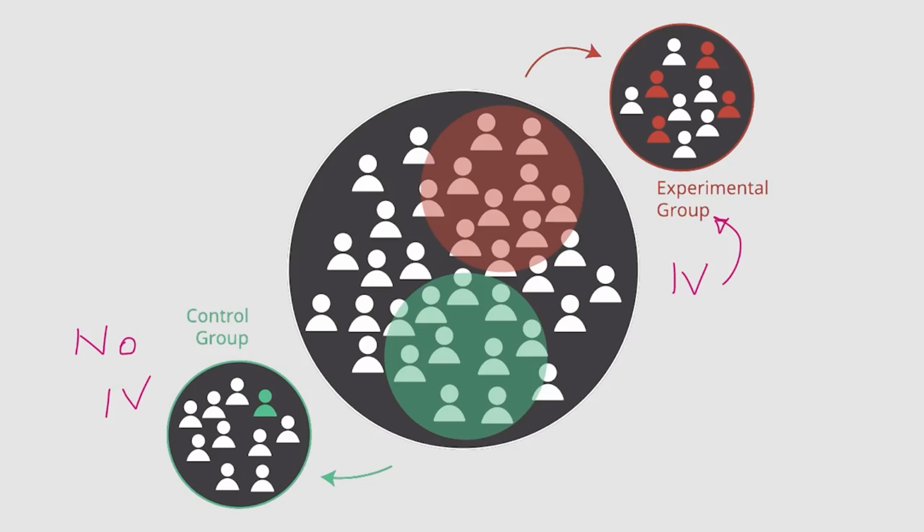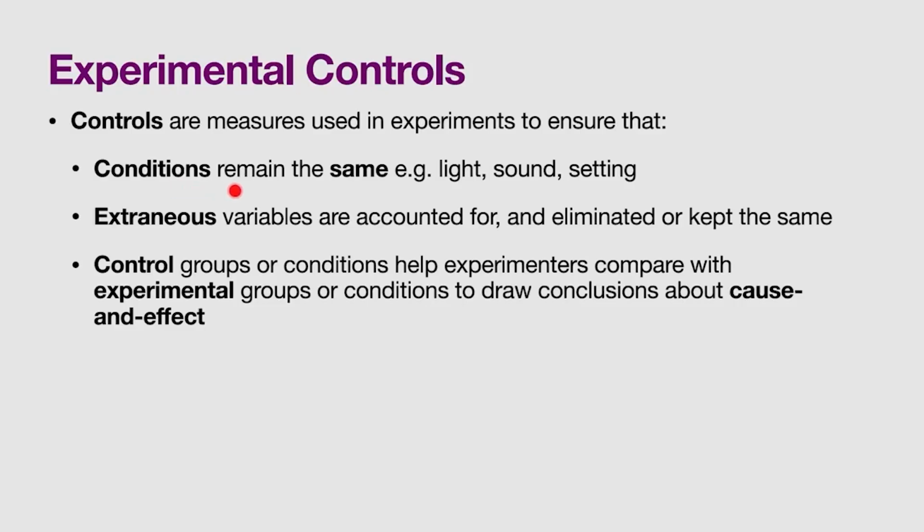So control conditions exist for comparison purposes, control groups exist for comparison purposes, whereas when we talk about experimental controls, we are talking about conditions remaining the same so that extraneous variables are accounted for and eliminated or kept the same, so that your results can easily remove any effect of the extraneous or confounding variables.